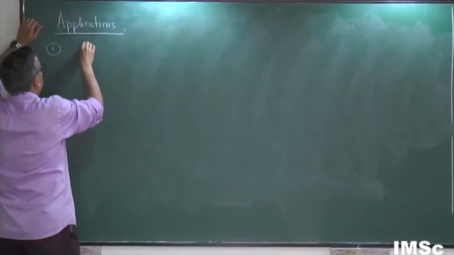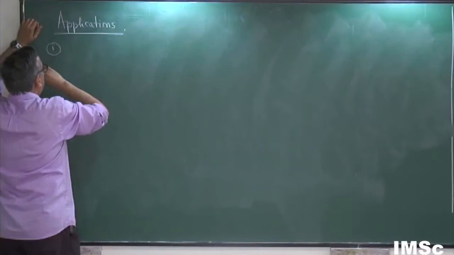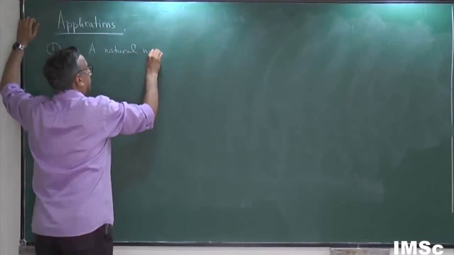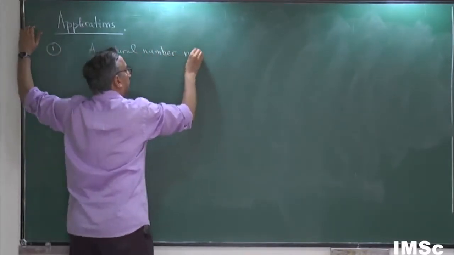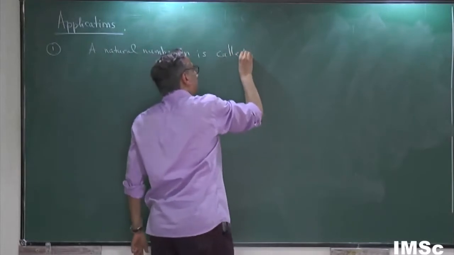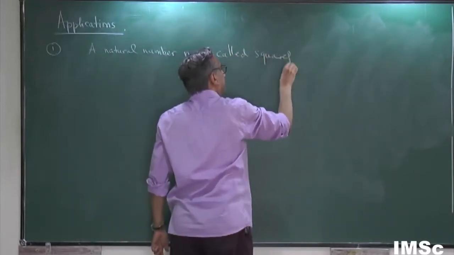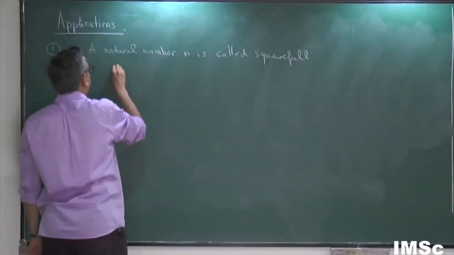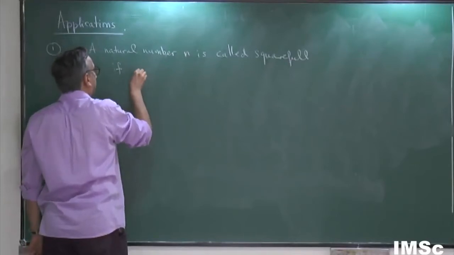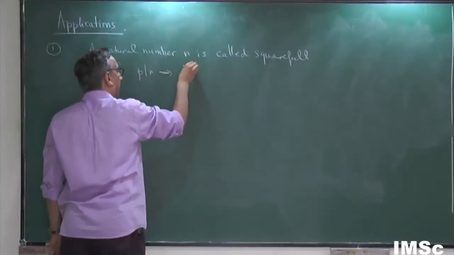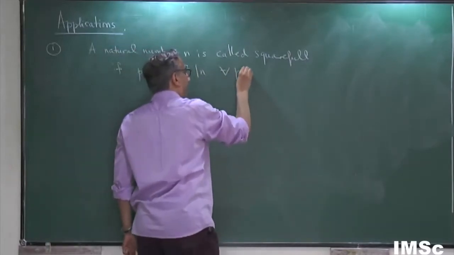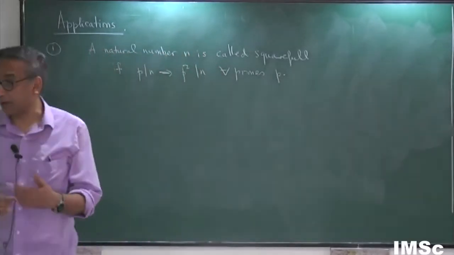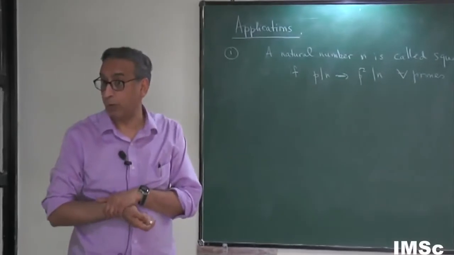So the problem is to count squareful numbers. A natural number is called squareful if p divides n implies p squared divides n for all primes p. In other words, when I factorize the number as a product of prime powers, all the powers are 2 or more.